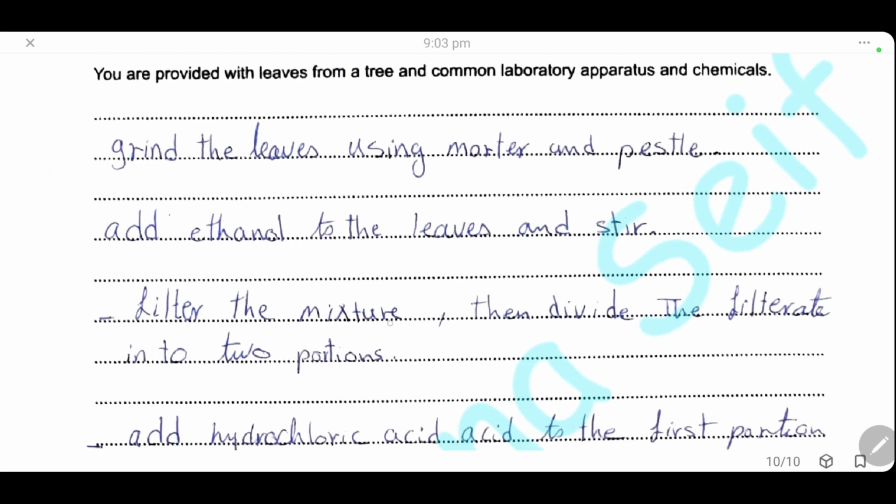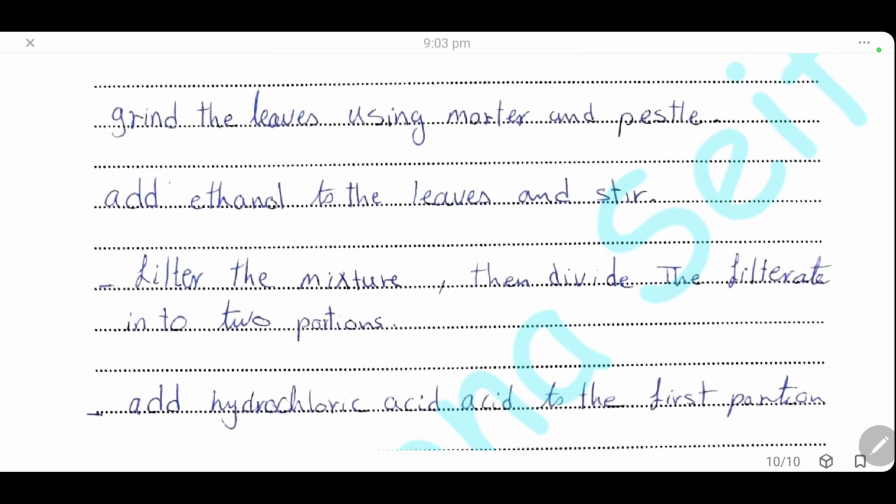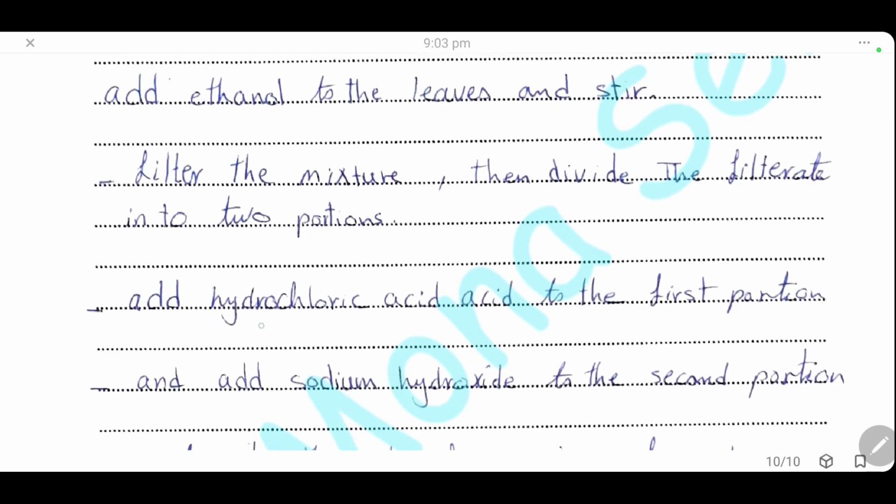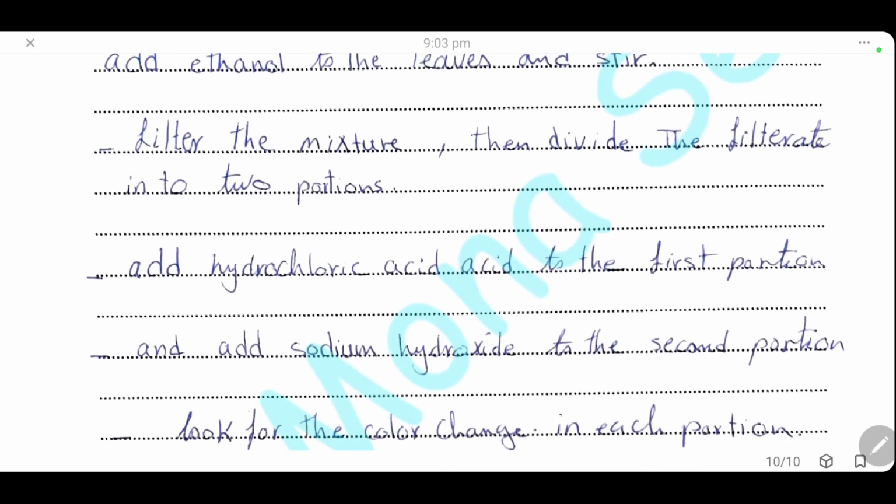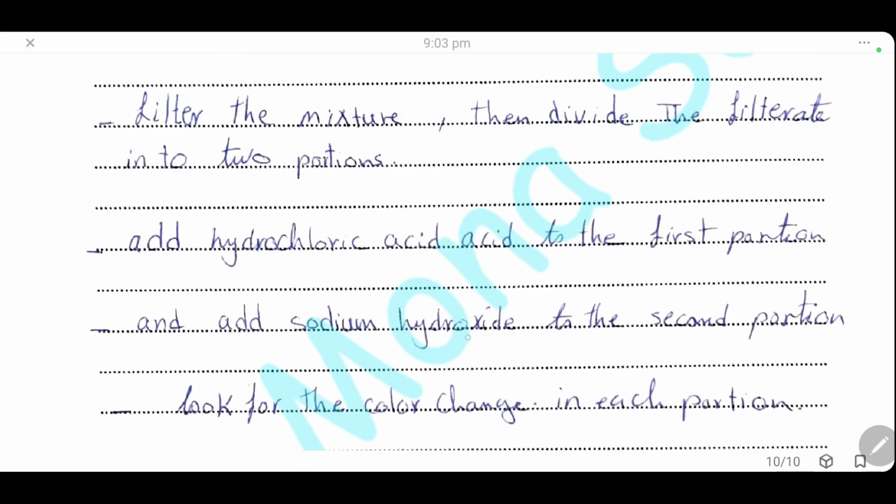Filter the mixture and get the filtrate, then divide the filtrate into 2 portions. To the first portion we will add hydrochloric acid, and to the second portion we will add sodium hydroxide. Then we will look for the color change in each portion. If it is a pH indicator, it will give different color in the acid than it will give in the alkali.